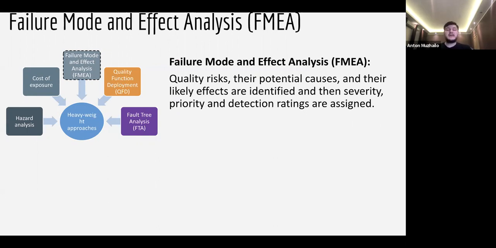There are many templates related to this technique. You can just type in Google FMEA template, and you will find at least a dozen of them. So it's not a problem. There are actually some standards that have their own templates.